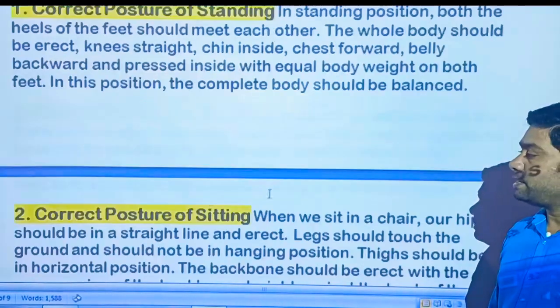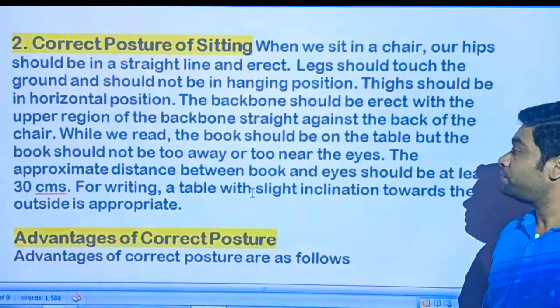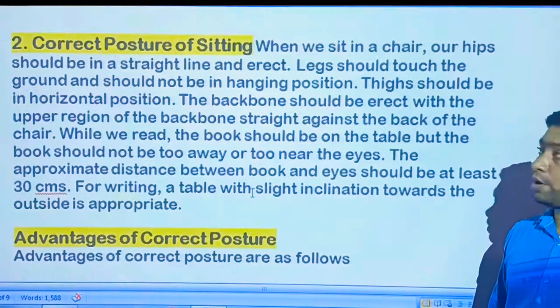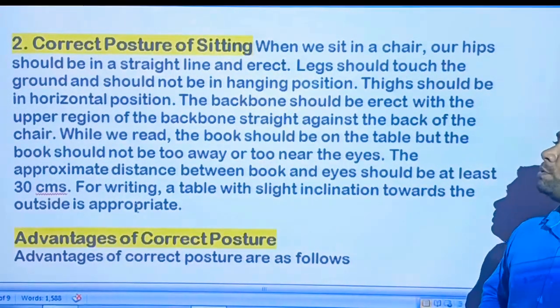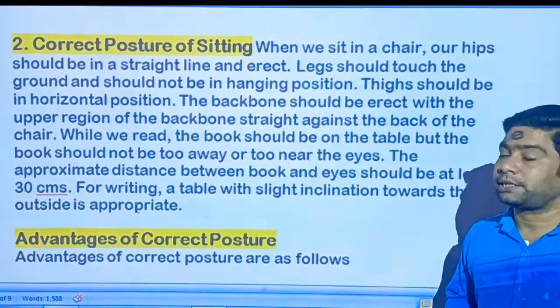Now, next is the correct posture of sitting. This is the second important thing. Correct posture of sitting: when sitting on a chair, our hips should be straight, in line, and erect.